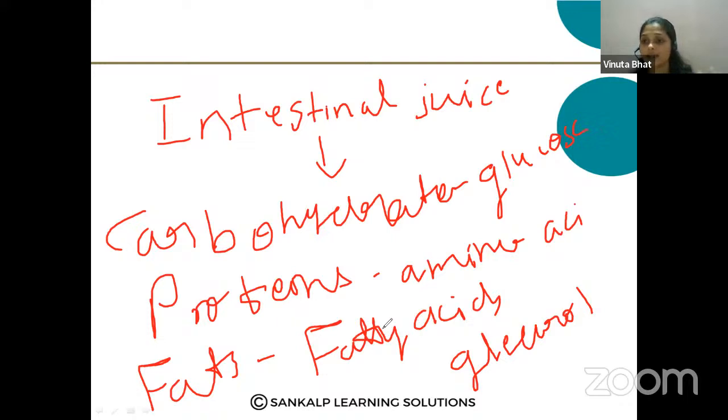So you know that in the small intestine complete digestion and absorption of the food takes place. Complete digestion happens here, very important, note it down. Complete digestion and absorption of the food material takes place in the small intestine.